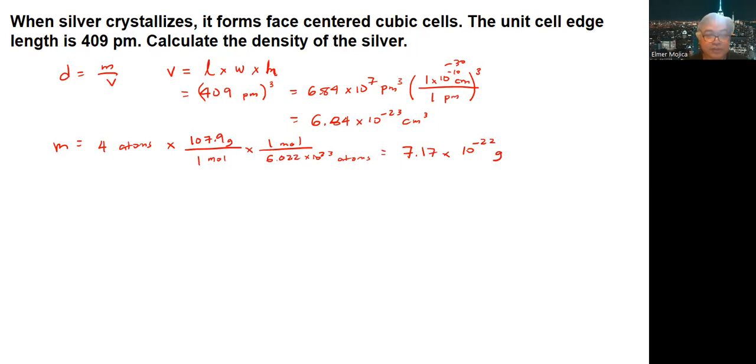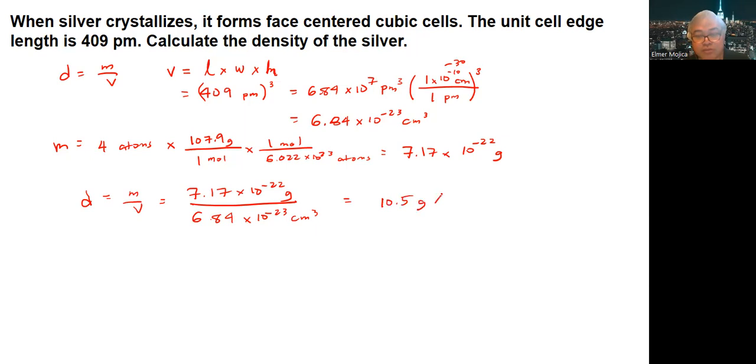Okay. So now that we have the mass and the volume, we can get the density. So 7.17 times 10 to the negative 22 grams divided by 6.84 times 10 to the negative 23 cubic centimeter. So this is more or less equal to 10.5 grams per cubic centimeter, which is the answer to this problem.